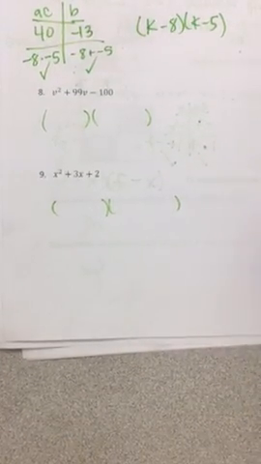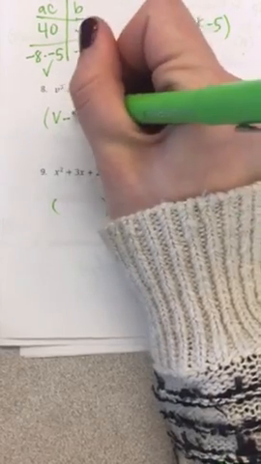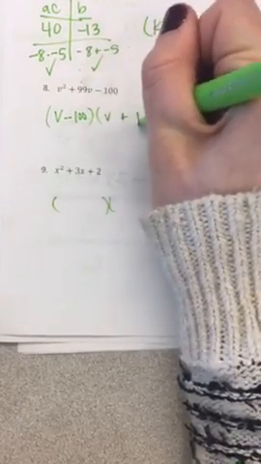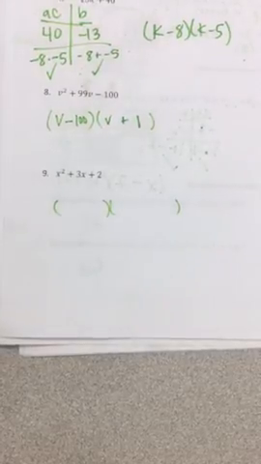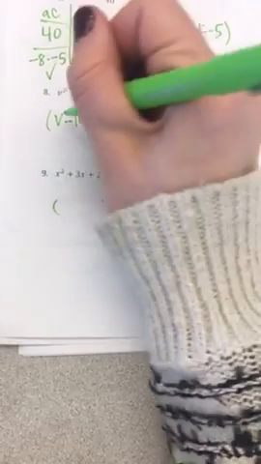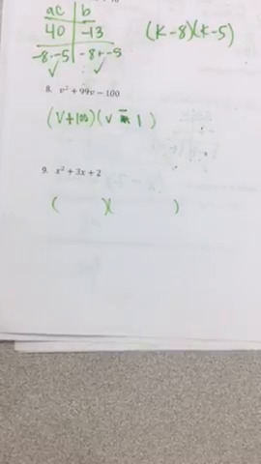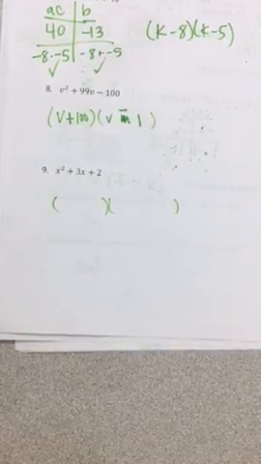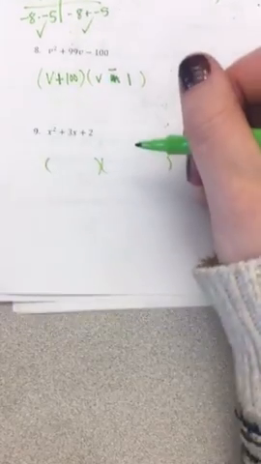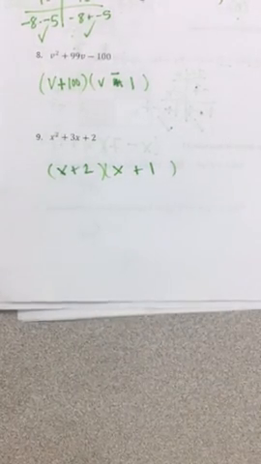Number 8, your answer should have been v minus 100, v plus 1. They multiply to -100 and add to 99. I'm sorry, I messed it up. Plus 100 minus 1. They should have a positive 99. My bad. Try number 9. Your answer should have been x plus 2, x plus 1. They multiply to 2, add to 3.